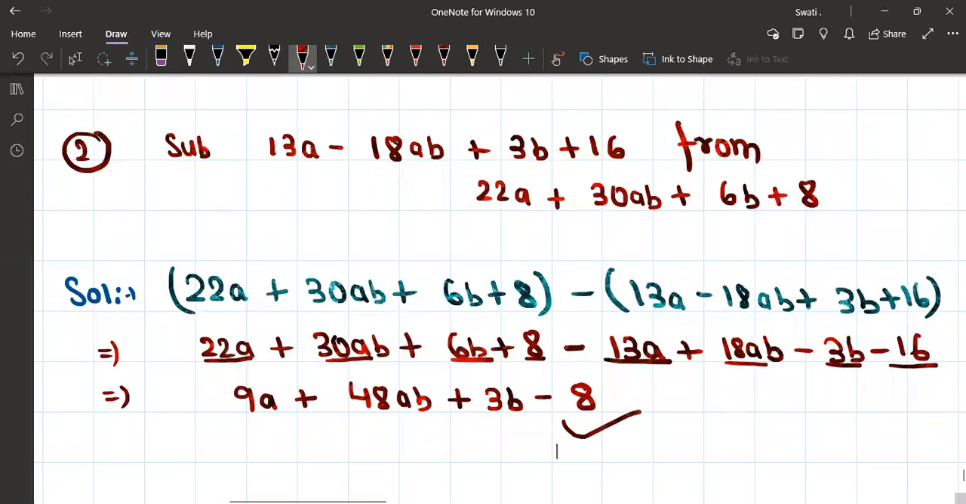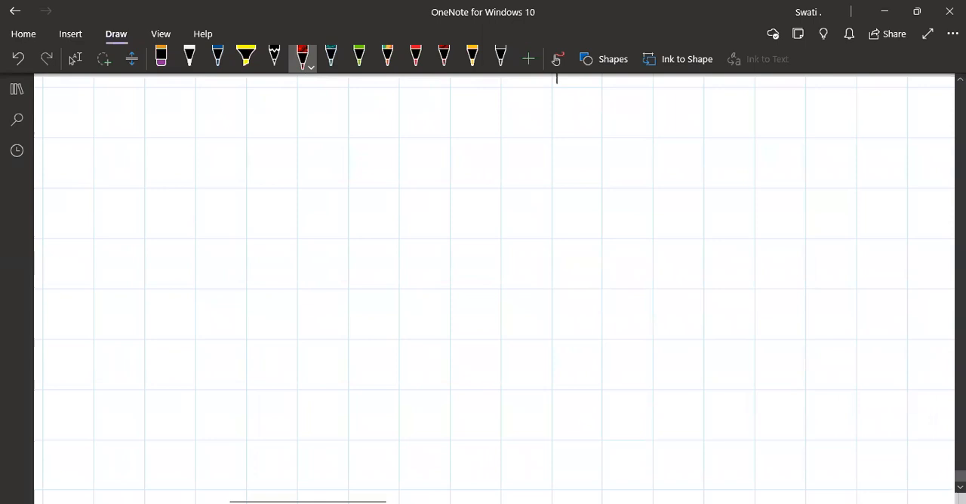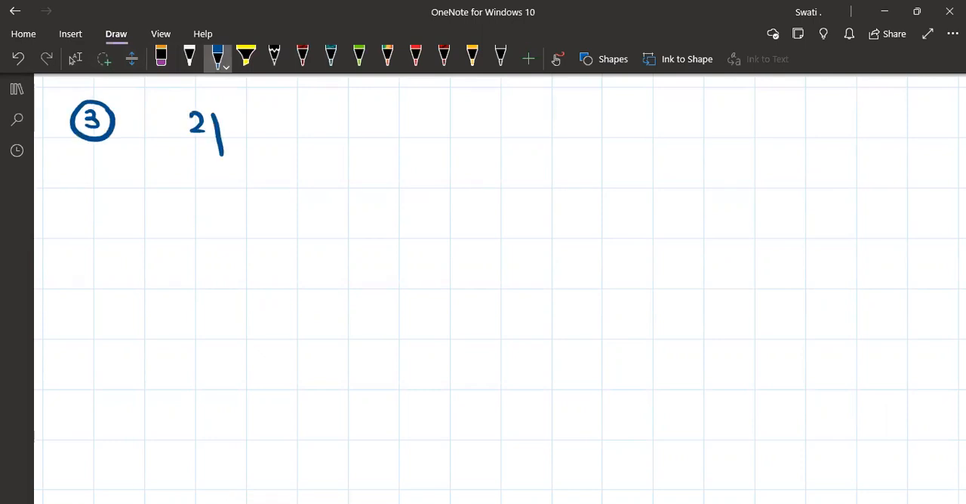All right, so now we will go to the next question. We are doing addition, subtraction, and product, so it will be like mixed questions. So the third one is also an addition only. We have to add 2p square q plus 3pq plus 4q square p.